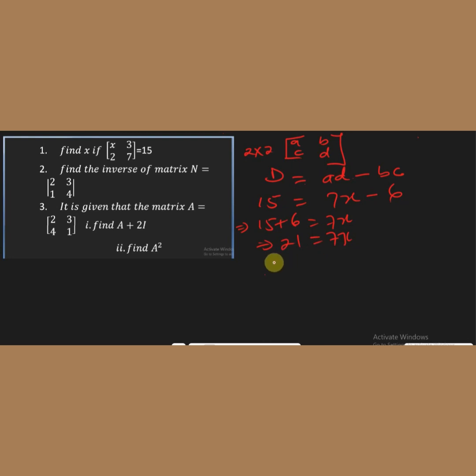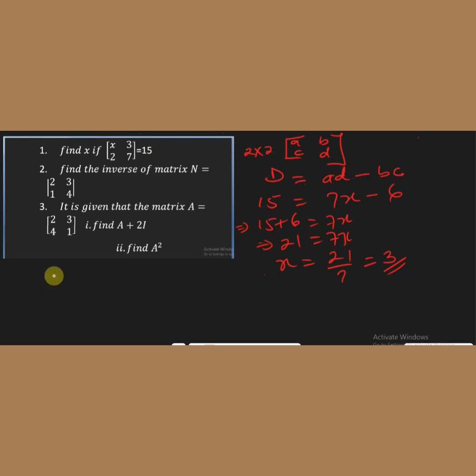Now to get the value of x, I'm dividing across by 7. That becomes 21 over 7, which is equal to 3. So the value of x here is 3. If you use 3 here and use this formula, you're going to get 15 as the determinant.